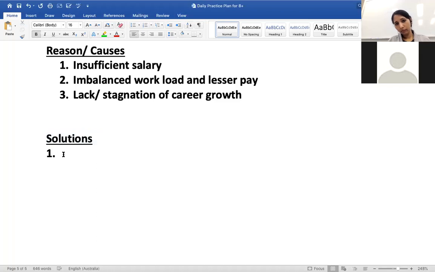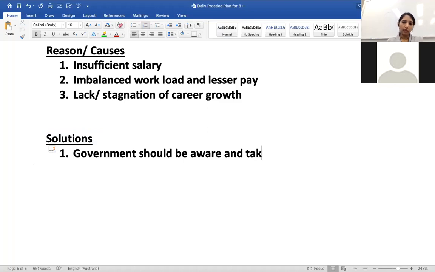So government should be aware of this, and they take some action to promote this. Take necessary action. So you should tell what. So the first one was insufficient salary, right? So like increasing the pay scale.